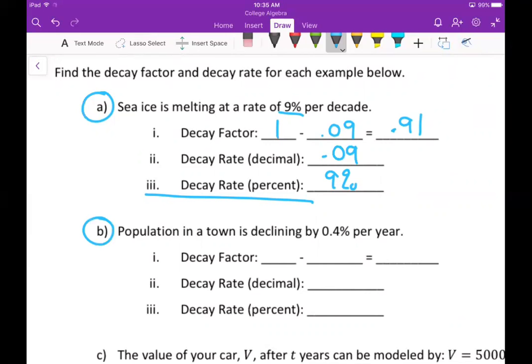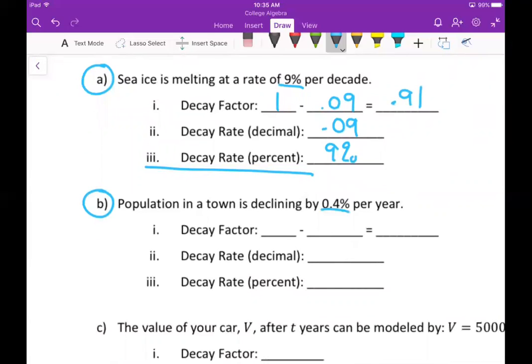All right, B looks like a similar scenario because I see that percent sign. This time we have that a population is declining by 0.4% per year. Again, it's going away. This is a decay rate. So I see that percentage, and I know that percentage is 0.4%. Convert that percentage to a decimal. That means you're dividing by 100. That's 0.004. Always make sure you convert to decimal form.